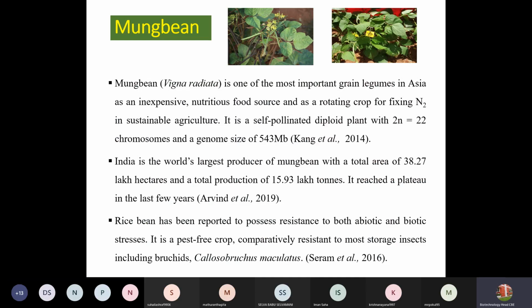Class discussion about mungbean mapping. So yesterday we discussed how yellow mosaic resistance has been mapped.